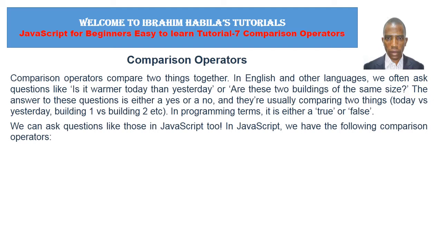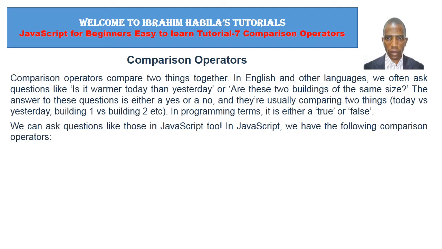Today I'll be talking about comparison operators. Comparison operators compare two things together. In English and other languages, we often ask questions like, is it warmer today than yesterday, or are these two buildings of the same size? The answer to this question is either a yes or a no, and they are usually comparing two things: today versus yesterday, building 1 versus building 2, etc. In programming terms, it is either true or false.